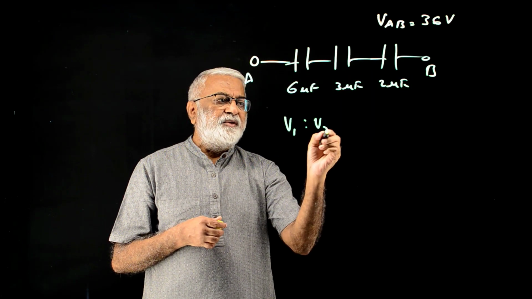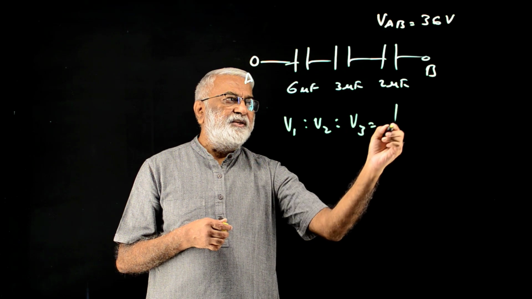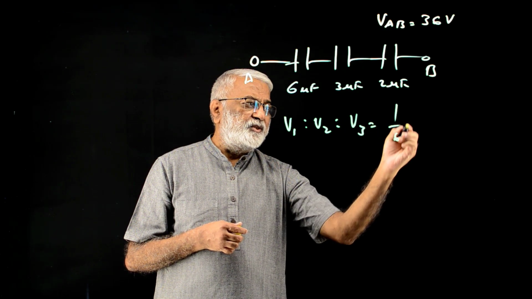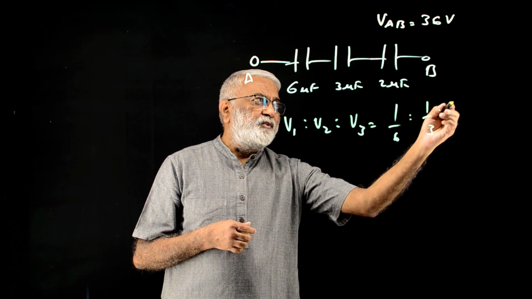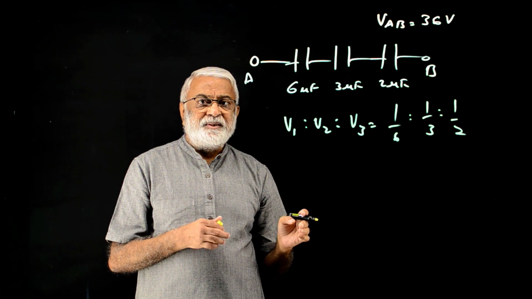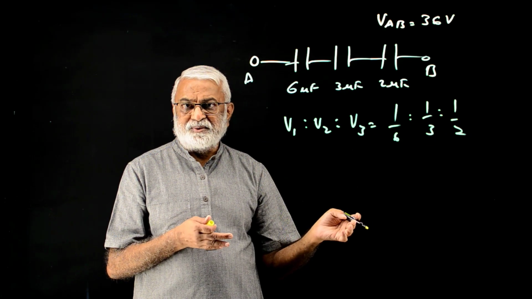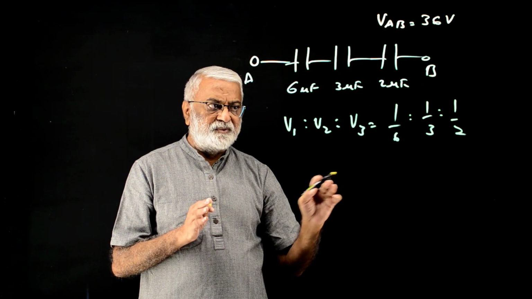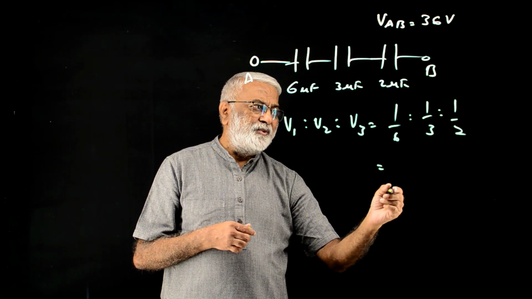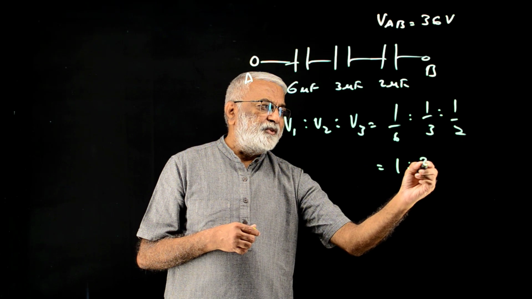to V2 is to V3 will be 1 by C1, that is 1 by 6, is to 1 by 3, is to 1 by 2. In series connection, the potential difference will be in the inverse ratio of capacitances and charge will be the same. This is what we learned. So this ratio comes to, with 6 as LCM, 1 is to 2 is to 3.